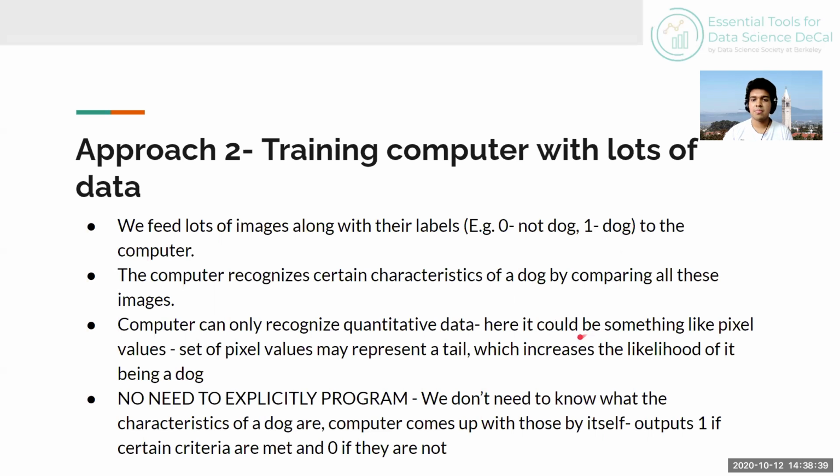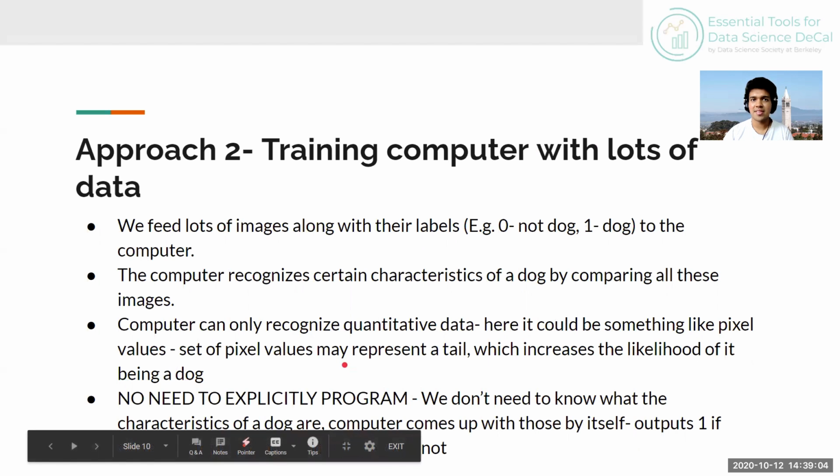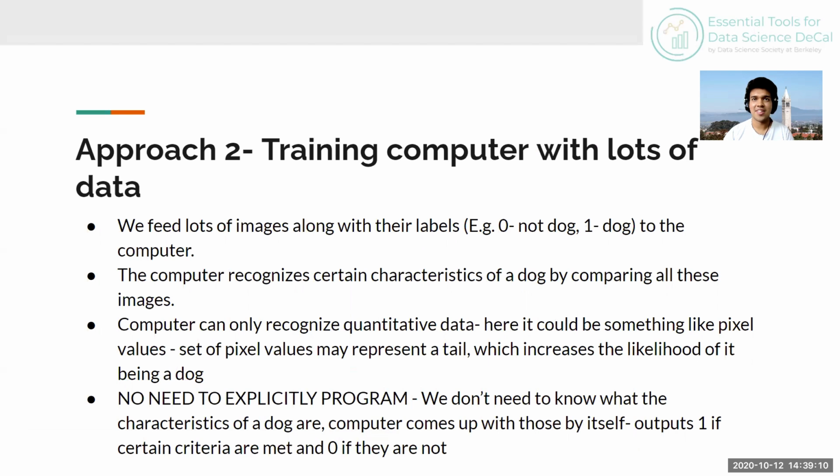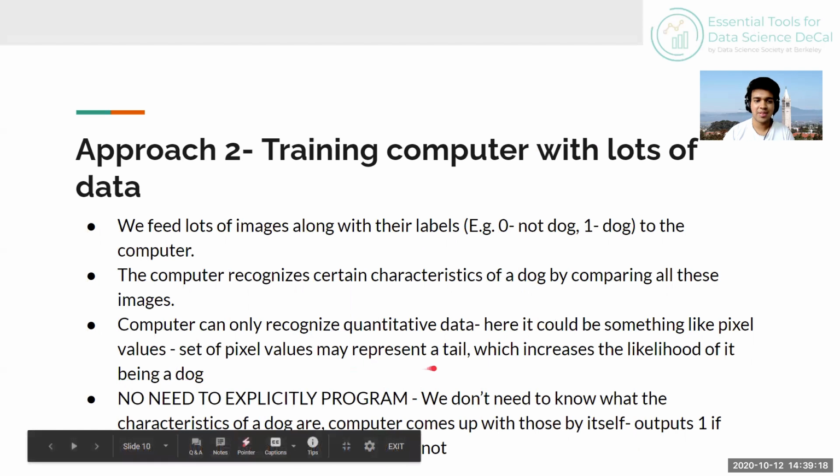So for example, just going back to this, a computer can only recognize quantitative data. And over here, it could be something like pixel values of the image. So it could see a set of pixel values that are in common of all the dogs. And this would be what we identify as a tail. But a computer doesn't know that. A computer just knows that this set of pixel values corresponds to a greater likelihood of it being a dog. So that is a rule that it can implement by itself. But notice it does not have a deeper understanding of what a tail is, but it still can classify it fairly accurately, because all tails will have the same set of pixel values or something very similar to it.